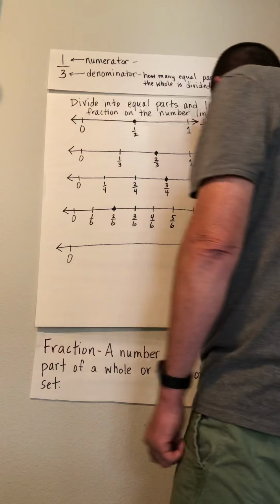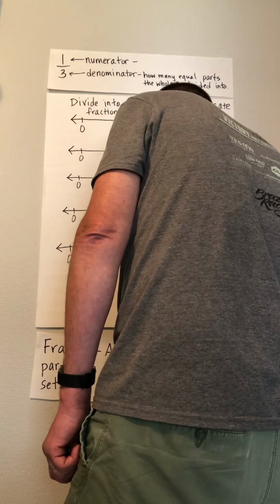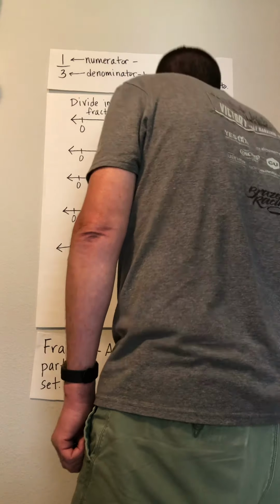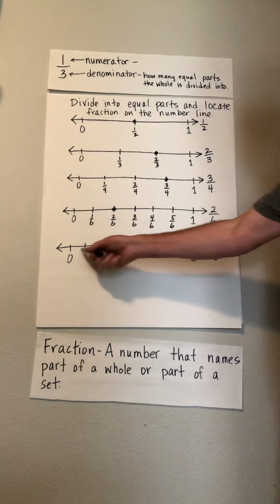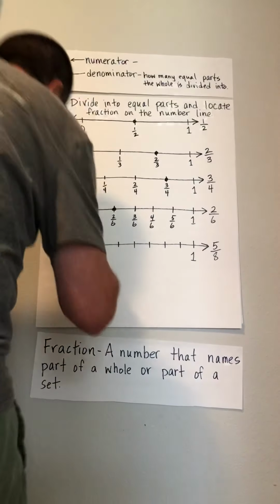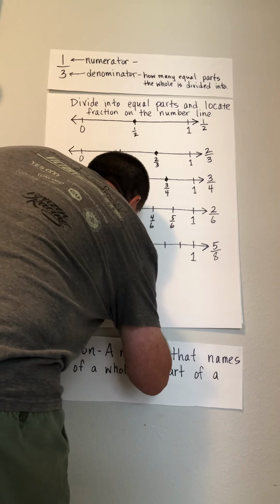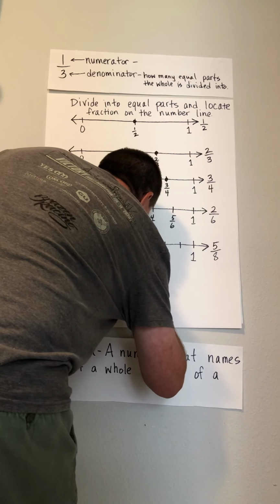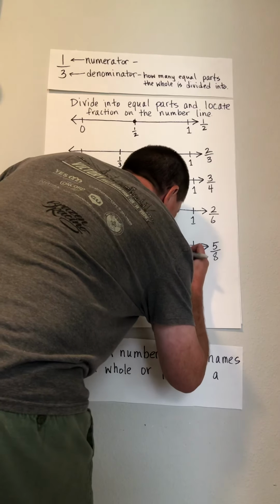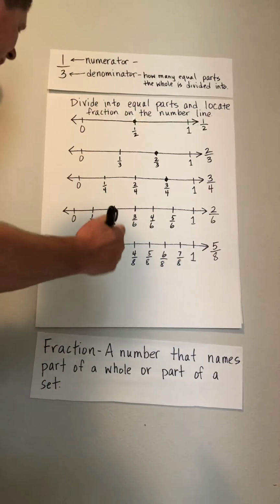All right, 1/8, last one. So again, I'm going to find the middle, and then I'm going to have those halves, and then I'm going to have those halves that were halved. So I have 1, 2, 3, 4, 5, 6, 7, 8 equal parts. Let's label them. 1/8, 2/8, 3/8, 4/8, 5/8, 6/8, and 7/8. And then we are labeling 5/8.